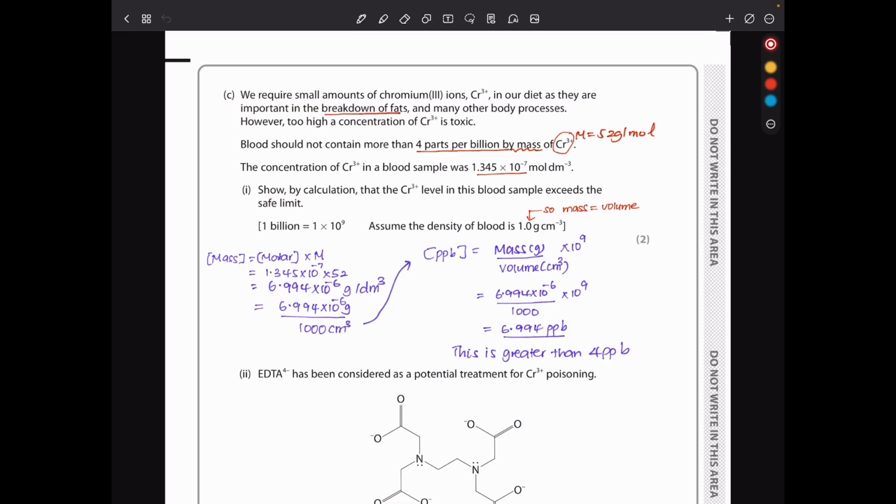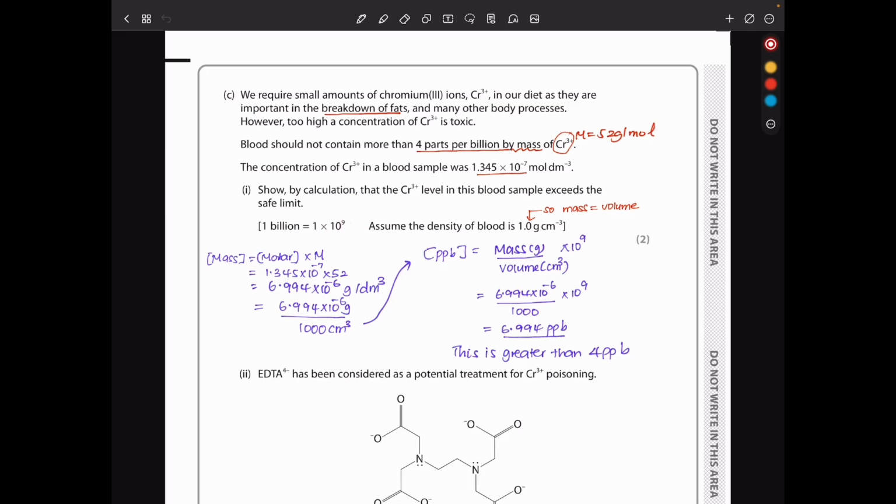The concentration of chromium 3 in a blood sample is 1.345 times 10 power negative 7 mole per decimeter cubed. Show by calculation that the chromium 3 level in the blood sample exceeds the safe limit. So we're going to look at that. They've given us 1 billion is 10 power 9.